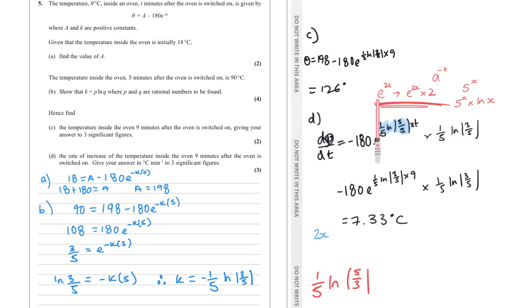Imagine, and this is why I put here, e to the 2x differentiates to e to the 2x times 2, does it not? Don't worry about that. That's very confusing. Okay then, once you have this, you now substitute your value of 9, because you want to find the rate when it is 9, and then to 3 significant figures, 7.33. Nice and simple.